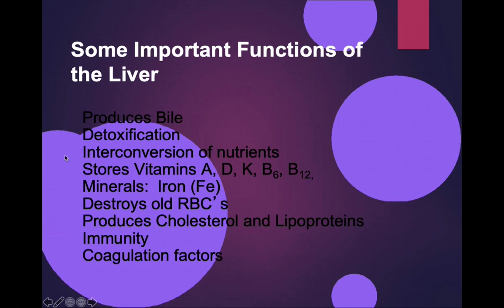So once you know what some of their functions are, when the liver malfunctions, then that means there's going to be a problem with immunity. There's going to be a problem with coagulation. There's going to be a problem with the destruction or hemolysis of red blood cells. There's going to be a problem with vitamin K, with vitamin D, with iron, with detoxification and bile.